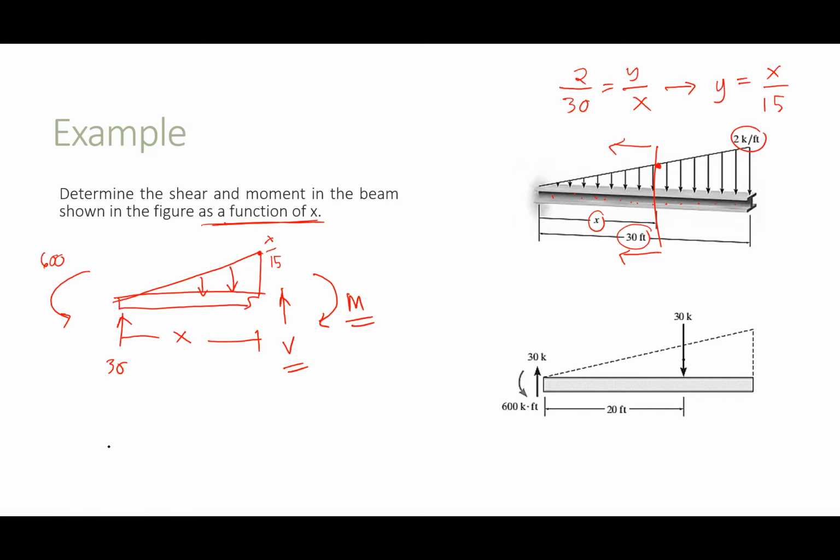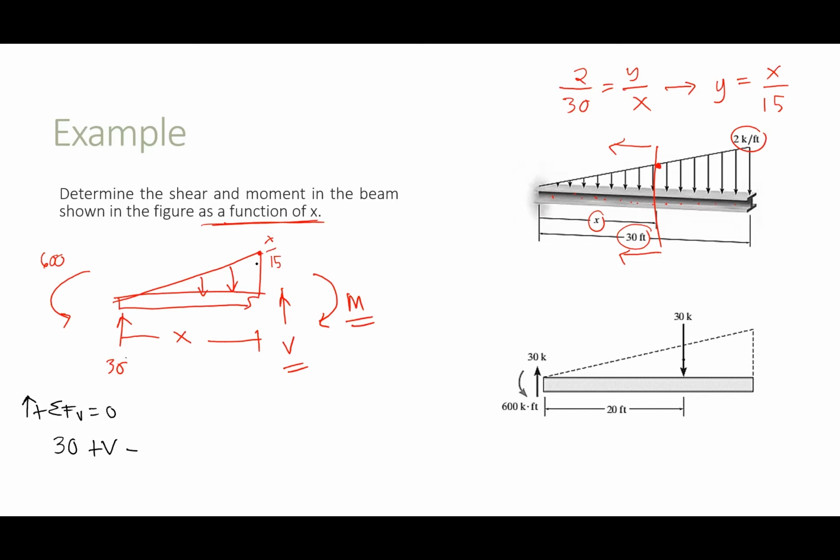do summation of forces vertical, tapos do summation of moment to get the equation. So, since given na to, kompleto na tayong lahat, mag-summation of forces vertical ka na lang. Equal to 0. Let's assume positive upward. We have first force 30 upward. And then, yung V, in-assume natin na upward siya, no? So, plus V. Minus, yung x over 15 is pababa.